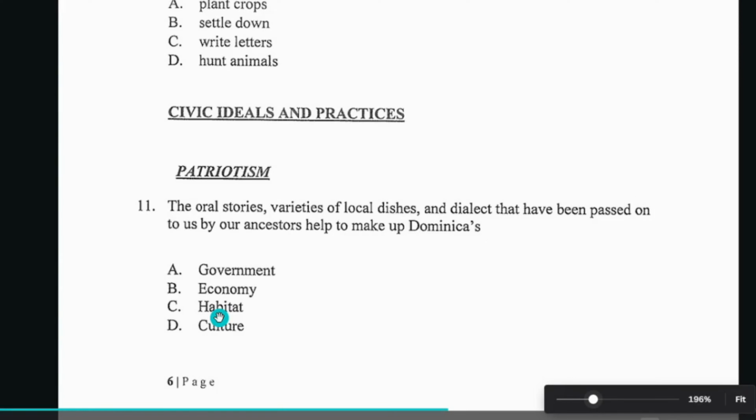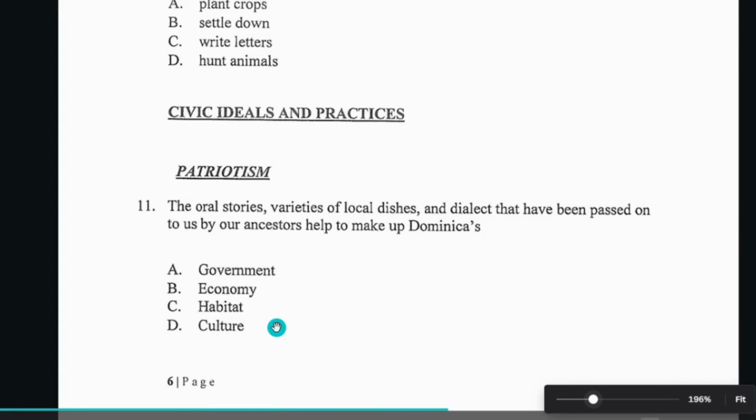And the first section is patriotism. And let me just zoom in a little so you can see better. So number 11, the oral stories, varieties of local dishes and dialect that have been passed on to us by our ancestors help to make up Dominica's. Is it A, government, B, economy, C, habitat, or D, culture? And the correct answer would be D, culture.